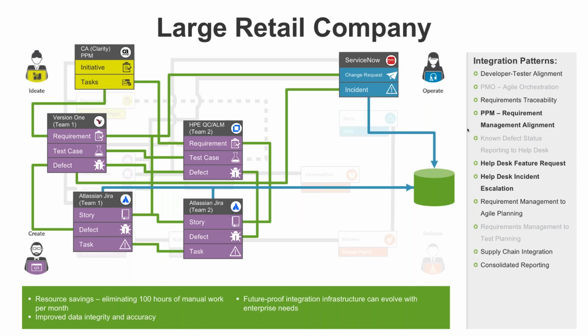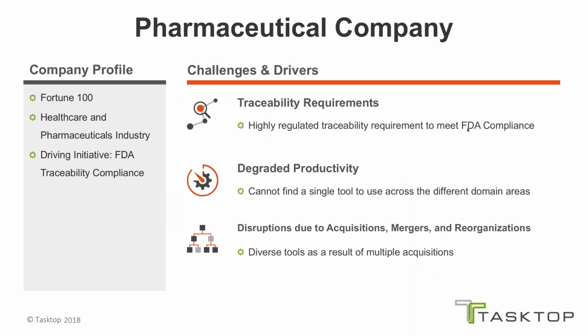Next up, a pharmaceutical company. And as y'all can imagine, they have tremendous compliance requirements from the FDA. And so they needed to really focus on traceability requirements. And they talk a lot about the fact that they simply cannot find a single tool to use across different domain areas. And they also have a significant aspect of their growth driven by acquisitions, and they have to be able to accommodate having a consistent end-to-end value stream, but allow for different tools to be part of that as acquisitions occur.